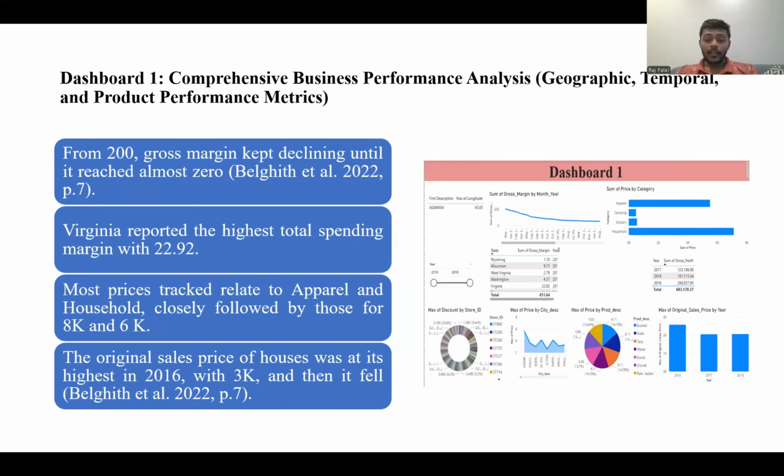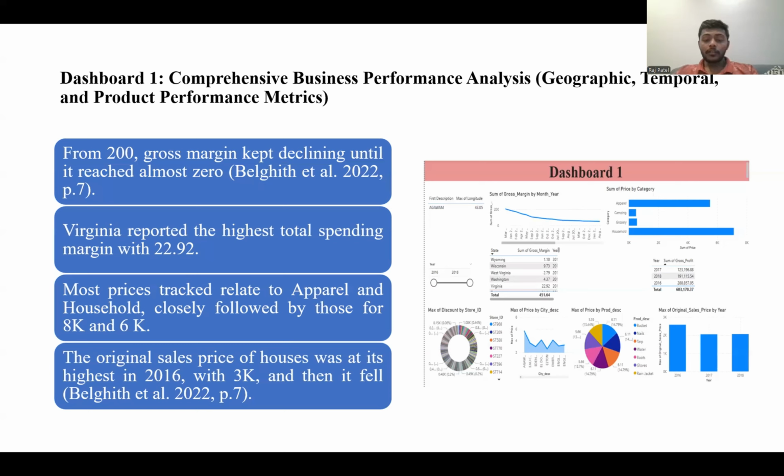Starting with the trend lines at the top left, we can see a clear decline in gross margin from 2000 units down to near zero. This drop suggests that over time profitability became increasingly squeezed, likely due to pricing pressure and rising costs. Now looking at geographic data, when we break down the product data, we can see apparel and household categories dominate both in price and volume.